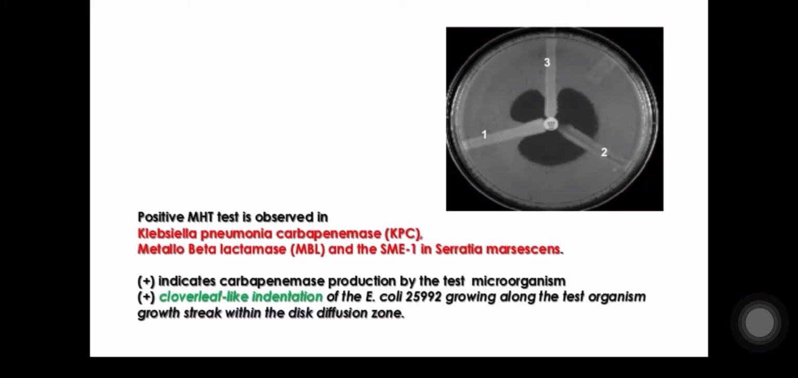Now, a positive result indicates carbapenemase production by the test microorganism. As you can see in the picture, the positive result appears as a clover leaf-like indentation of the E. coli growing along the test organism within the disc diffusion zone. Again, the modified Hodge test has been suggested as a screening test for carbapenemases. Examples of carbapenems include imipenem, meropenem, ertapenem, and doripenem.